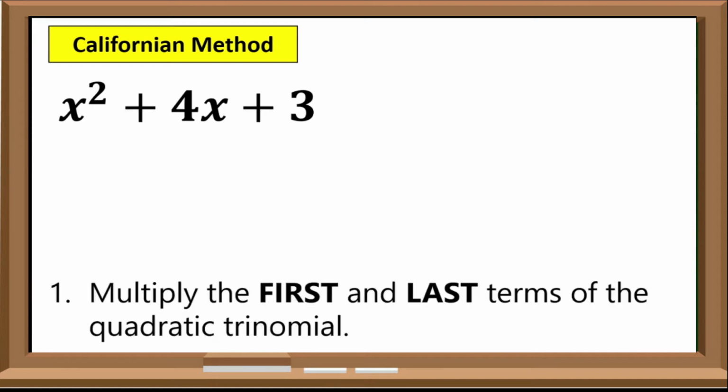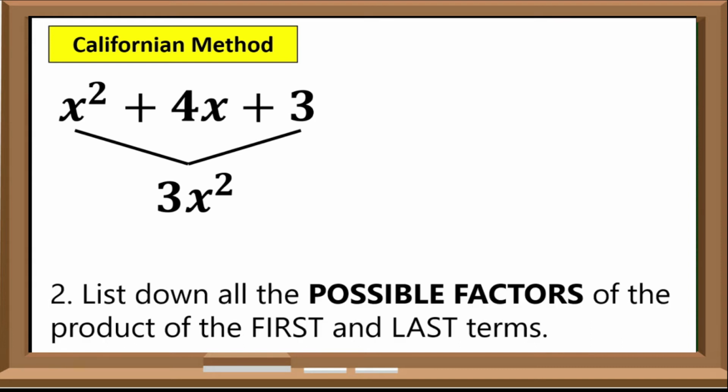x squared plus 4x plus 3. First step, multiply the first and last terms of the quadratic trinomial. That would be x squared times 3. The result is 3x squared. Second step, list down all the possible factors of the product of the first and last terms.